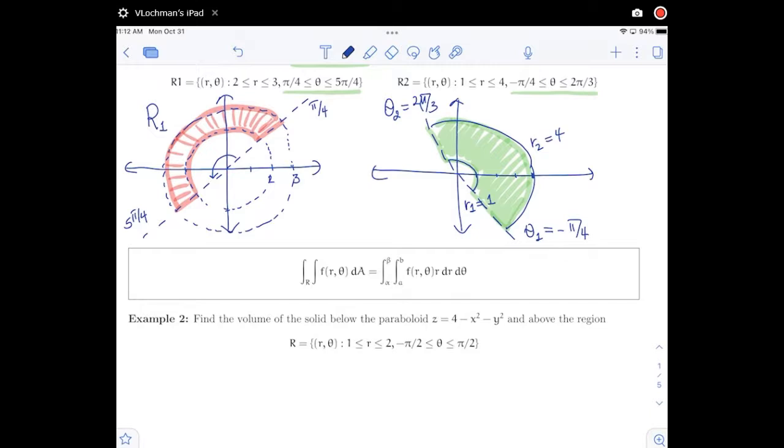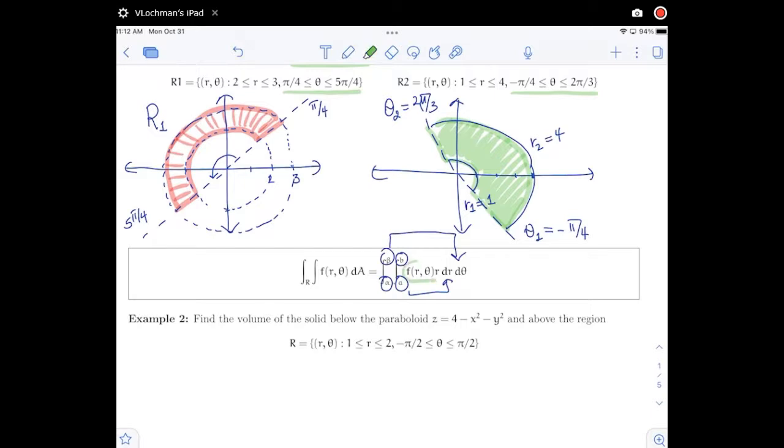Once you determine your limits, so here I have b and a, those are my limits for r, and alpha and beta are my limits for theta. You would do that by sketching the region of integration and identifying the limits. Once that's done, what else do we need to be concerned about?